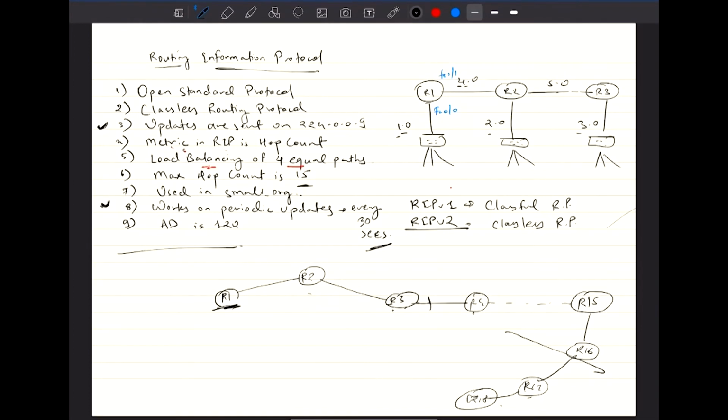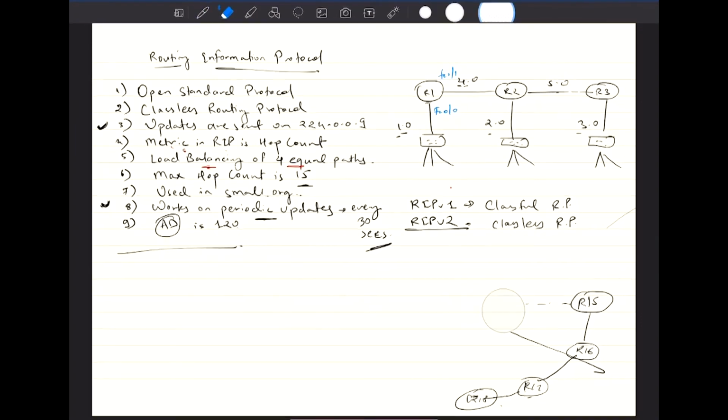And then it is definitely used in small organizations, and it works on periodic updates. As I said, it exchanges the entire routing table every 30 seconds. And the AD that is used, administrative distance, is 120. So what is this AD? AD stands for administrative distance value, and by default it is set for almost every protocol that is out there.